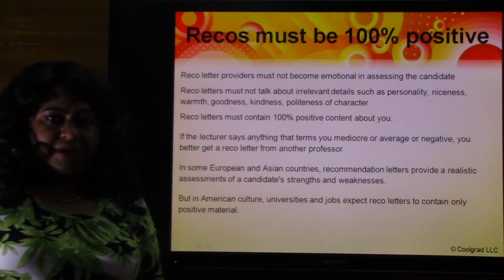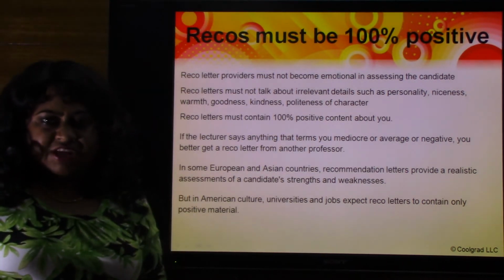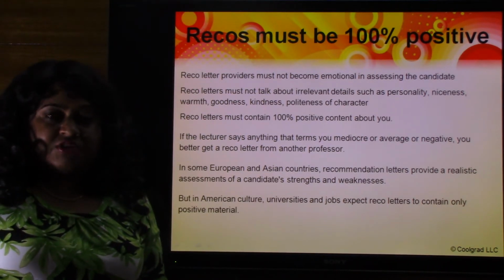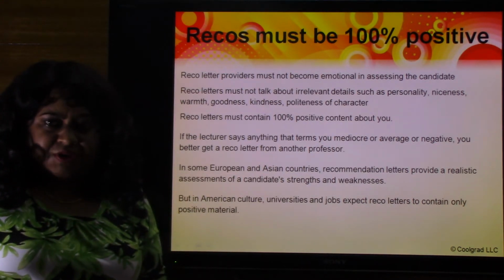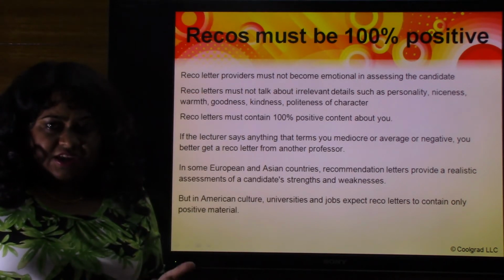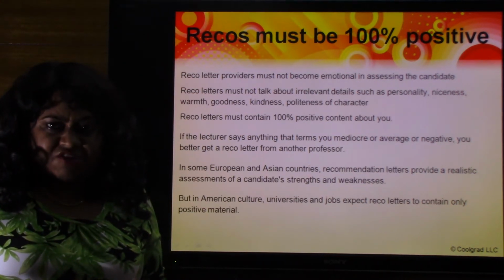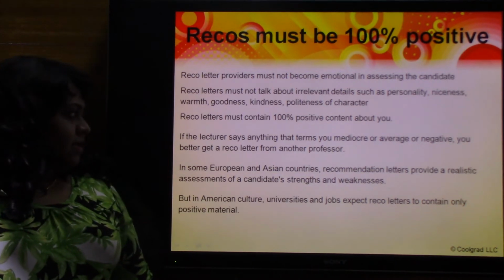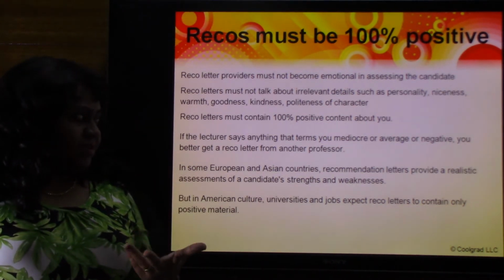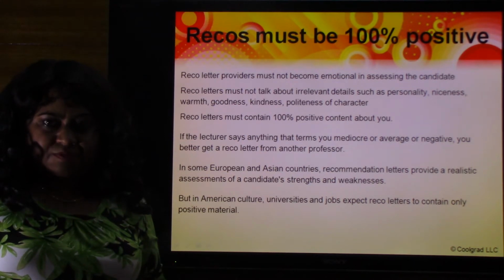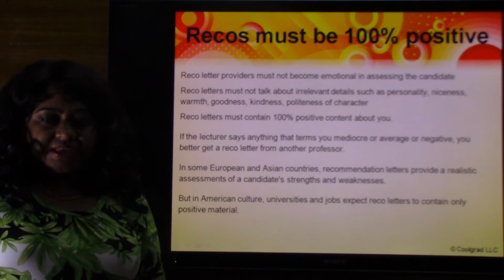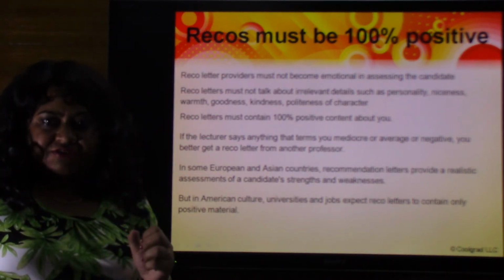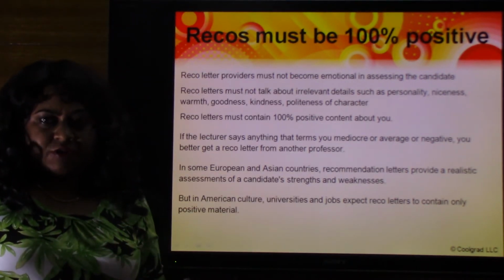If he's good, that's okay, but that's not really going to add value in the recommendation letter. It's just going to be a waste of real estate space. And also, the admissions committee would think that the recommender was kind of immature and inexperienced if he gets too emotional in writing such irrelevant details in the recommendation letter. So, if a lecturer says anything that's mediocre or average about you, it's actually going to weigh your application down terribly. If you don't have an outstanding recommendation letter, you don't have to settle for a mediocre one.